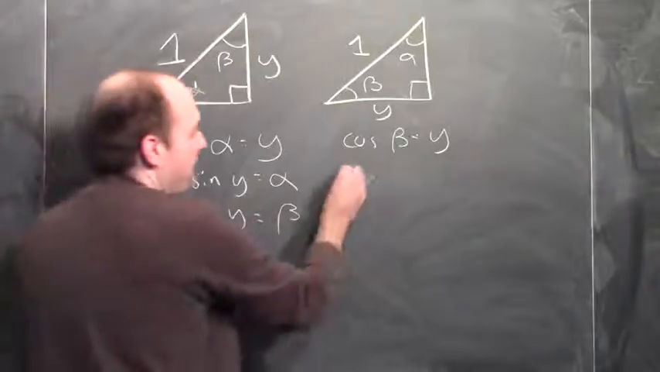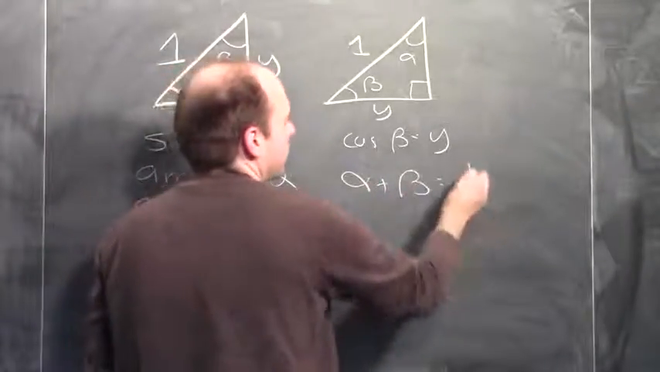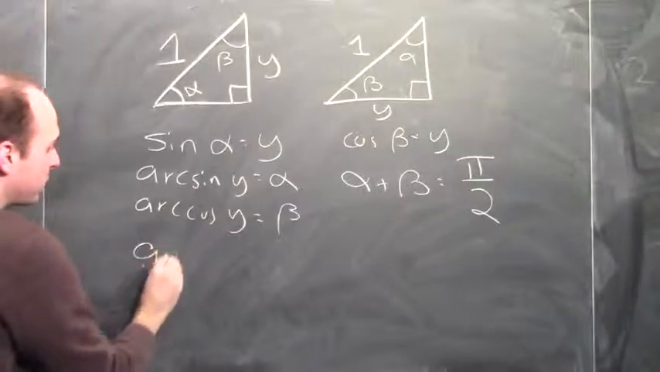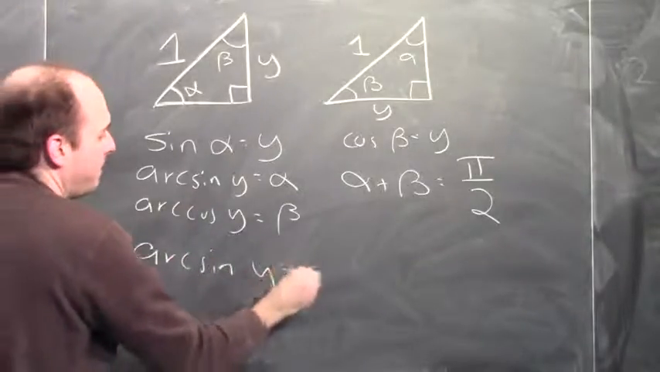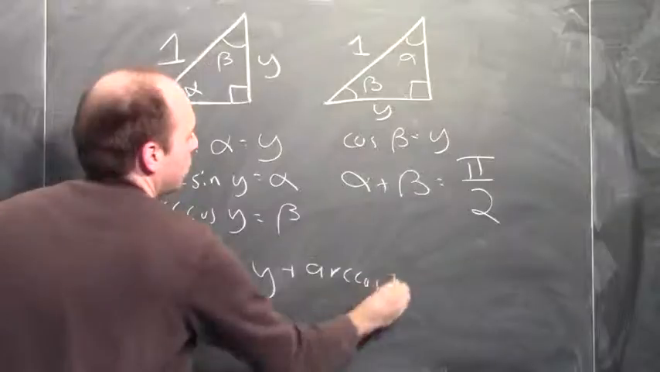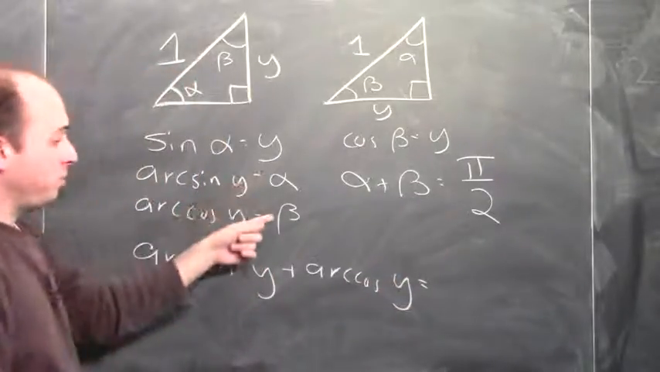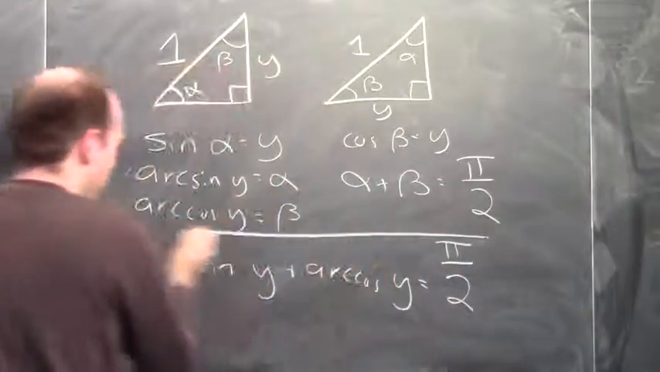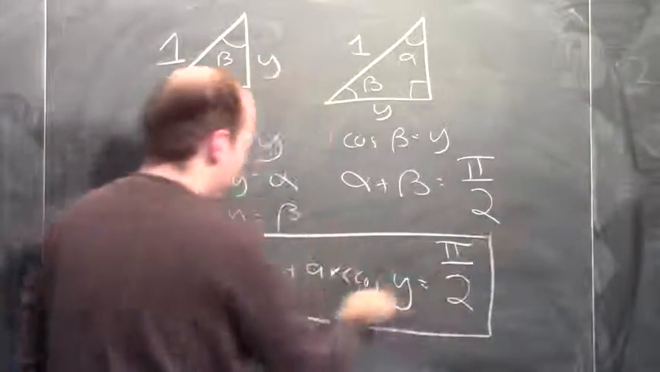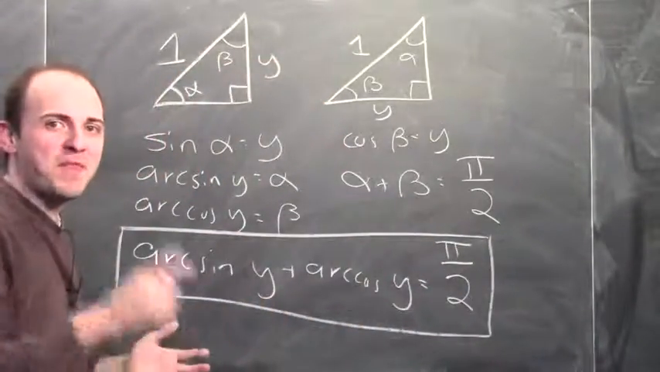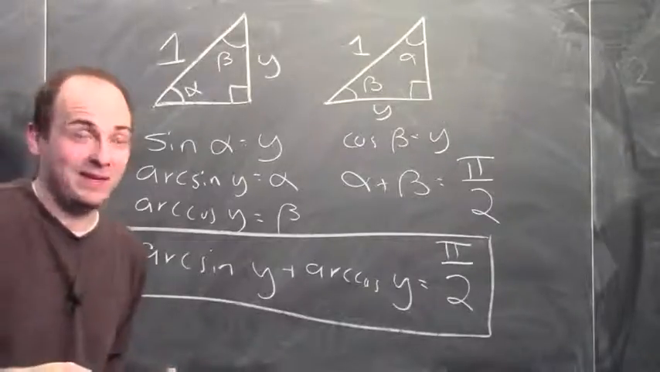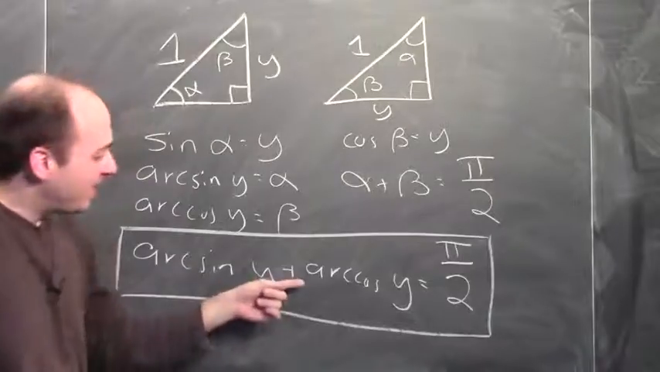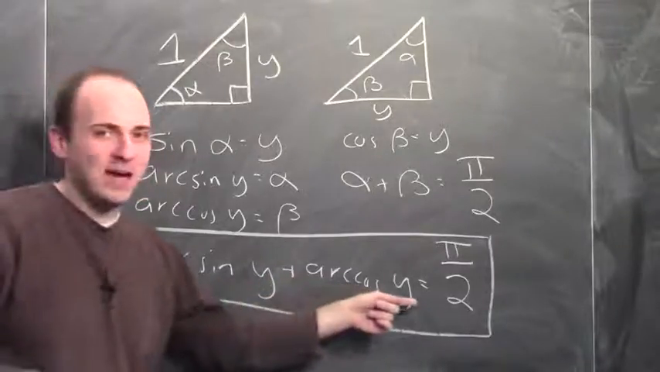I know that alpha plus beta is equal to pi over 2. Consequently, arc sine y plus arc cosine y, which is alpha plus beta, add up to pi over 2. Now, this formula is interesting in its own right, but think about what it means differentiably. I just calculated the derivative of arc sine, and I'm wondering, what's the derivative of arc cosine?